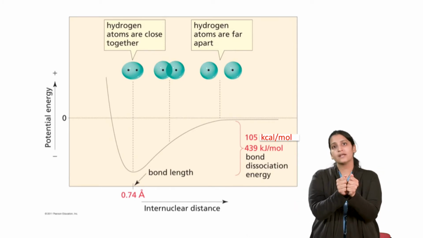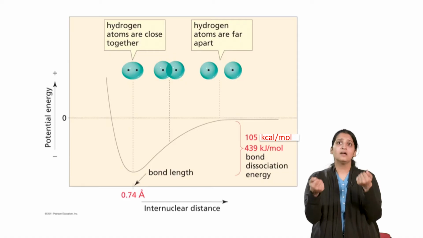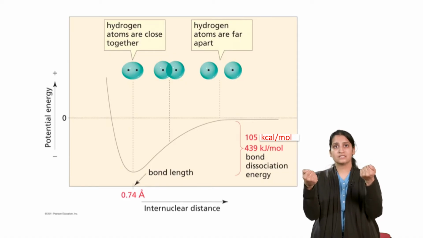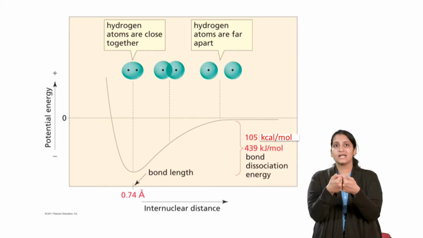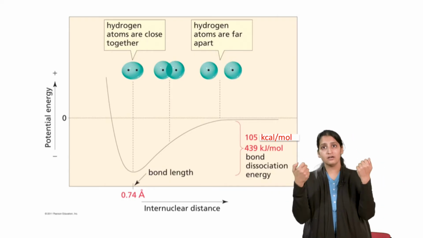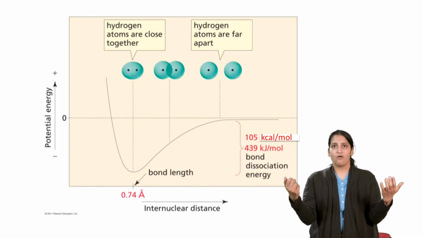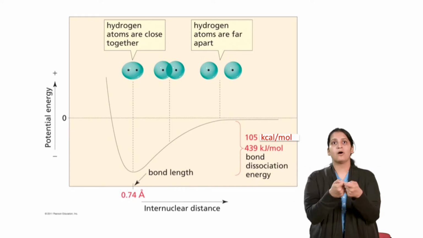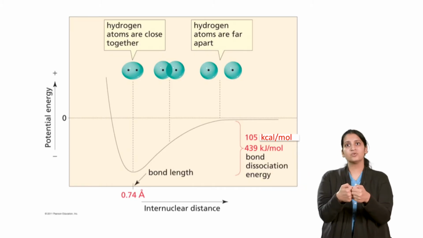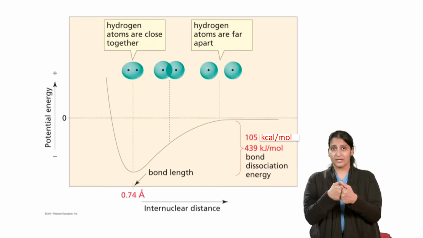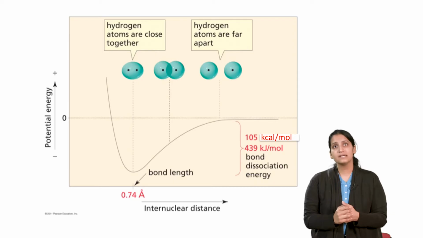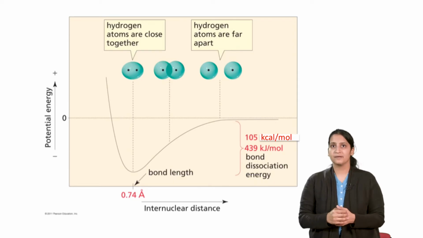If I bring these atoms even closer, such that they are now beyond the bond length, then remember that the protons in each of these atoms, or the nuclei of these atoms, are going to start repelling each other because the positive charges repel each other. So, if I want to go beyond the bond length and get these atoms close to each other, the potential energy is going to increase tremendously, and that is what this graph represents.